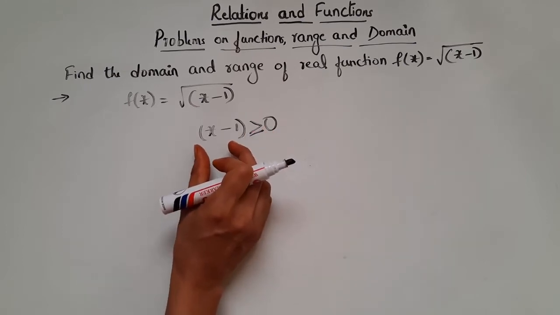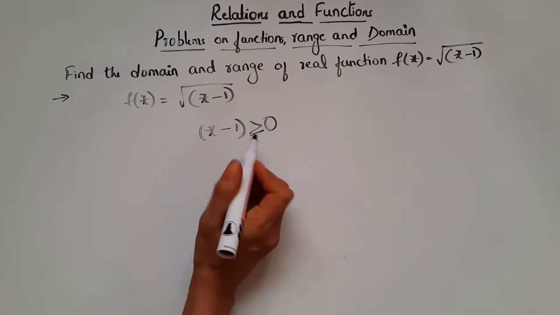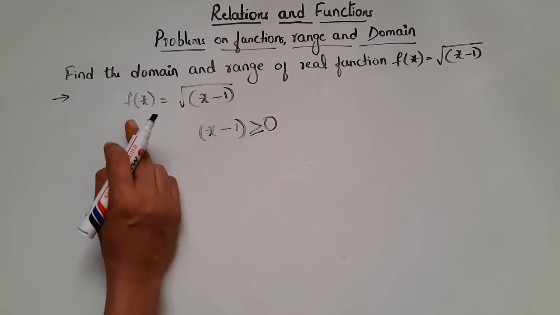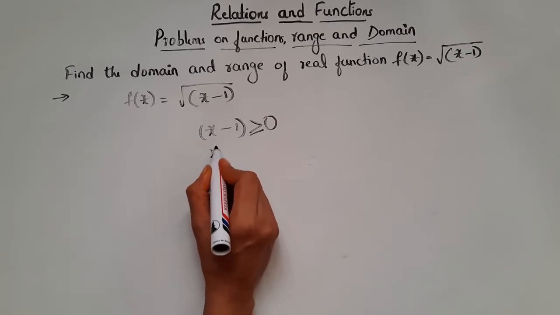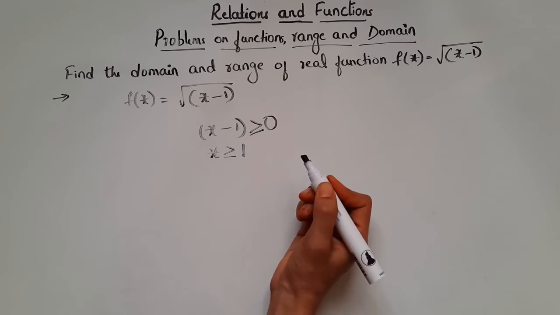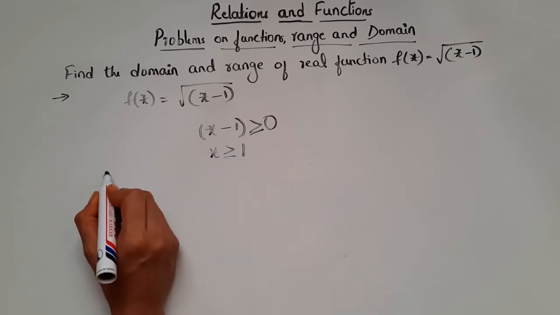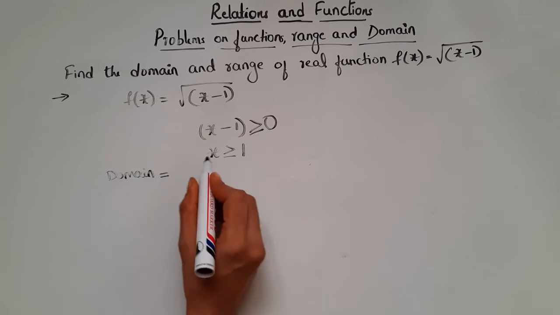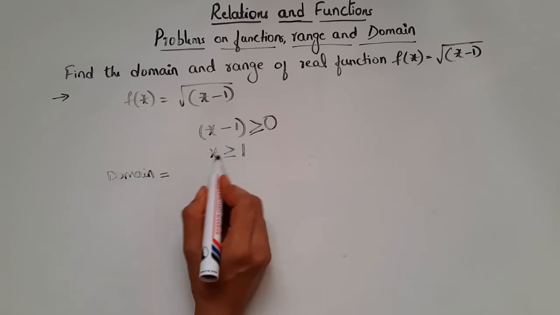So for this expression, x minus 1 should be greater than or equal to 0, then only this f of x will be a valid answer, right? We'll get a valid answer. So this means x should be greater than or equal to, you take this to the other side, so that will be plus 1. So what is domain? So domain is equal to, here x is greater than or equal to 1.